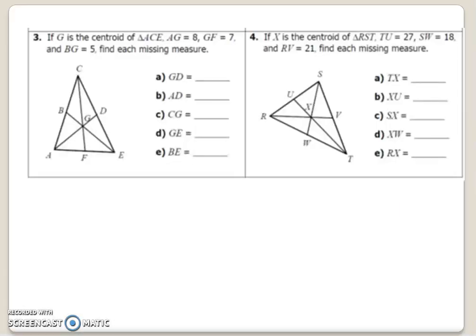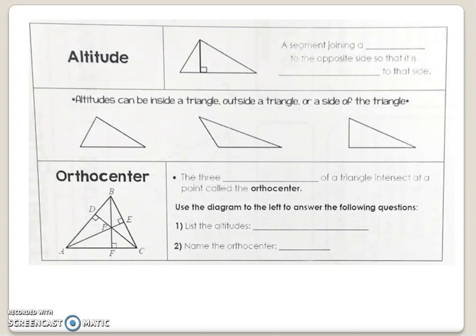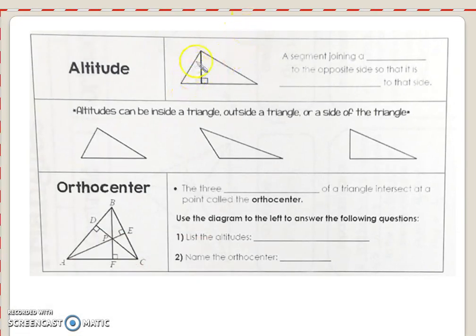All right. Then the other part we need to look at is altitude. So this is a segment that joins a vertex to the opposite side so that it is perpendicular to that side. So in other words, we have created a right angle. Okay?